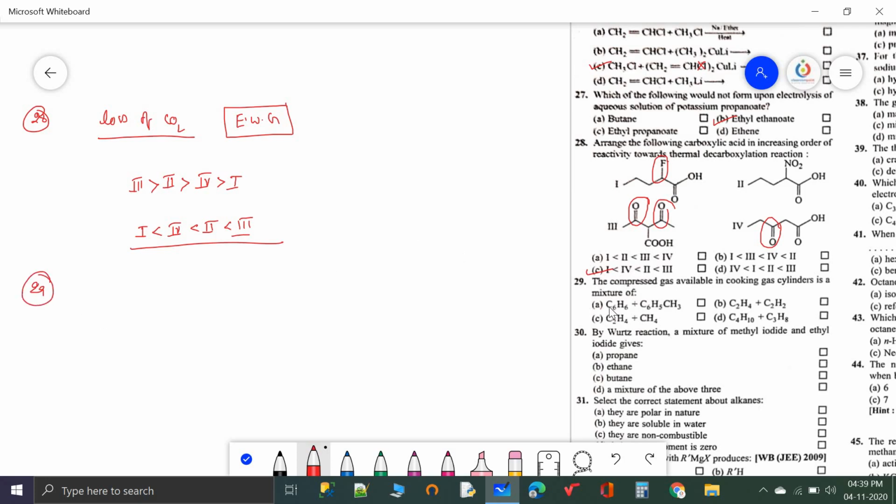Let's see the 29th question. The compressed gas available in a cooking cylinder is a mixture of, it is simple, LPG gas, liquid petroleum gas, that is a mixture of ethane, propane, butane, all will be there. So option D is correct.